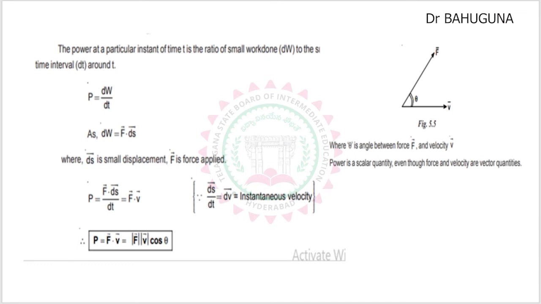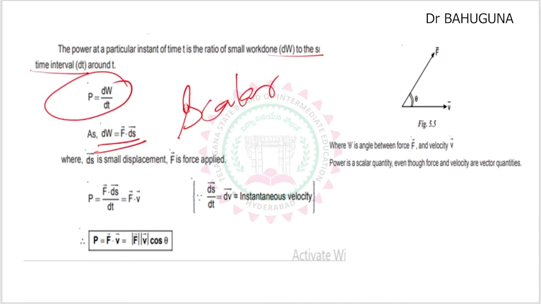Now we are going to calculate here. We are talking about instantaneous power. That is the power at a particular time. The power at a particular time is a ratio of small work done to the small time interval dt. But as you know, work is equal to F dot ds. And therefore, power is equal to F dot ds by dt. But you know here, ds by dt is called velocity. Therefore, it is F dot v.